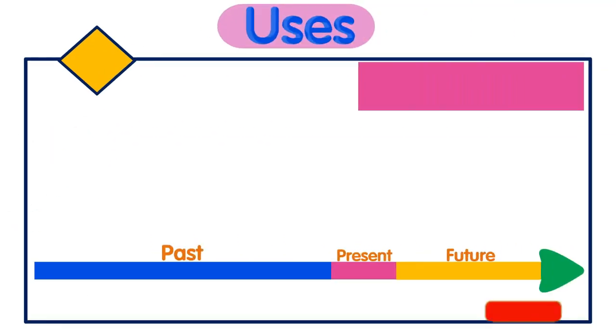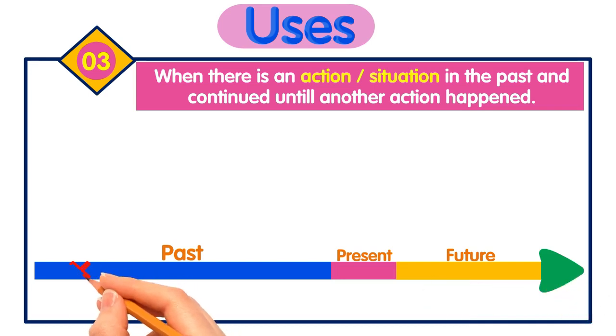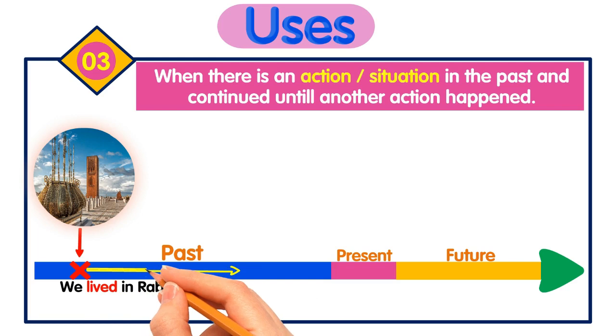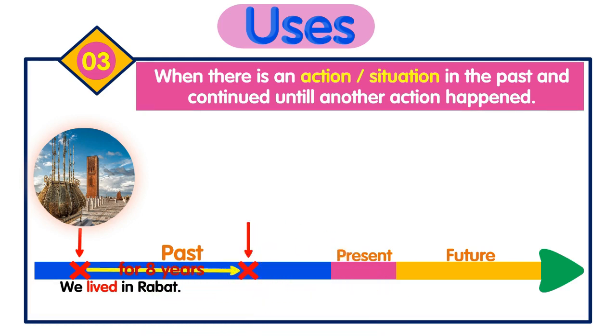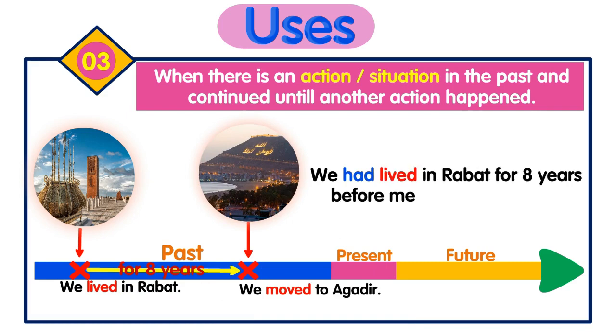We use the past perfect also when there is an action or situation in the past that continued until another action happened. For example, at this point in the past, we lived in Rabat, and it's for a period of 8 years. But at this point in the past, we moved to Agadir. So the sentence is, we had lived in Rabat for 8 years before we moved to Agadir. So action 1 continued for a period of time, then was stopped by another action, and we moved to Agadir.